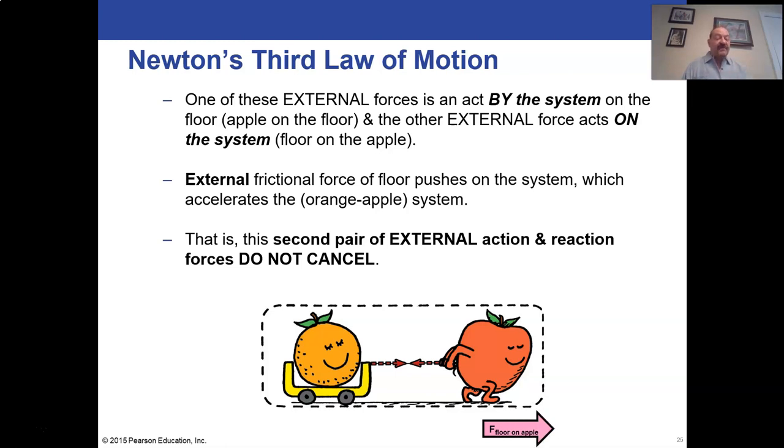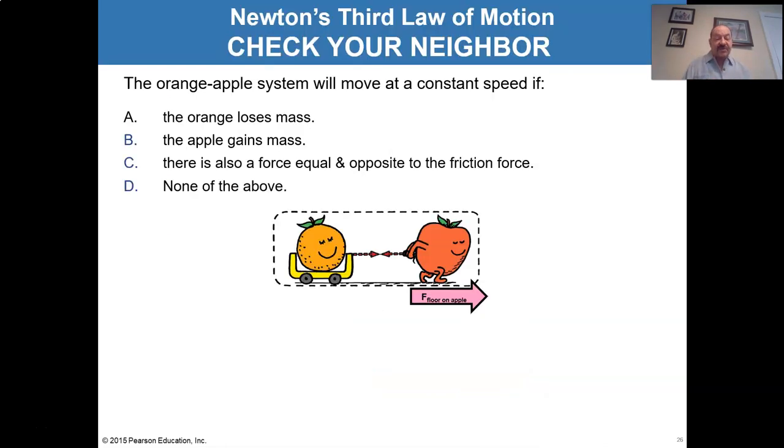So this is the second force pair. The one of the two external forces of the force pair is what drives the whole system. It's always external forces that drive the system. Internal forces are canceled. So the apple-orange system will move at a constant speed. Okay, lights should be going off for you when you hear constant speed. If A, the orange loses mass, B, the apple loses mass, C, there's also a force equal and opposite to the friction force, D, none of the above.